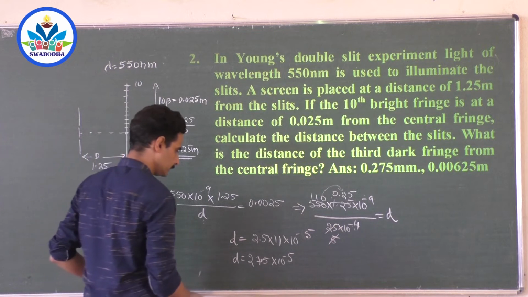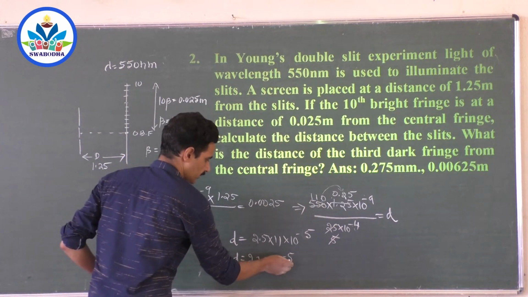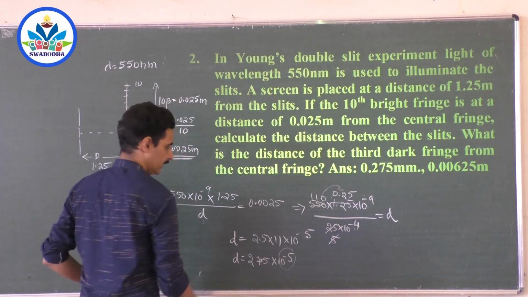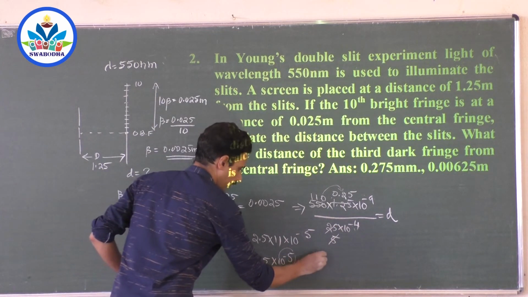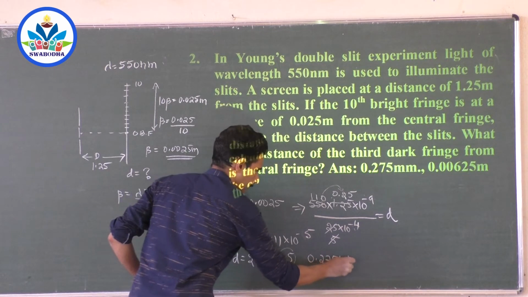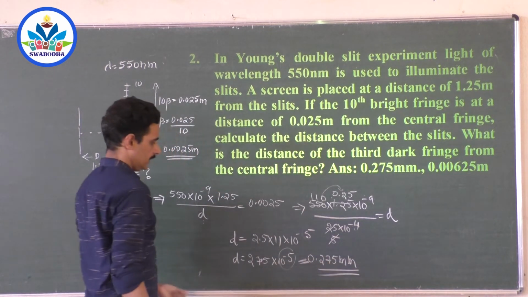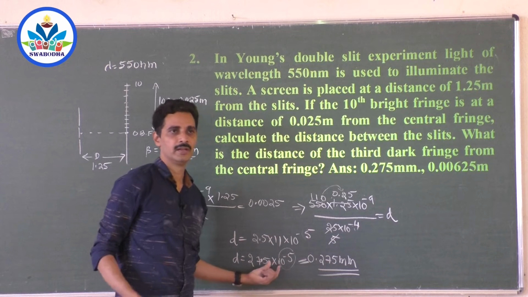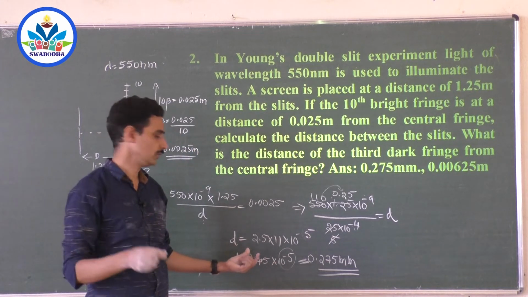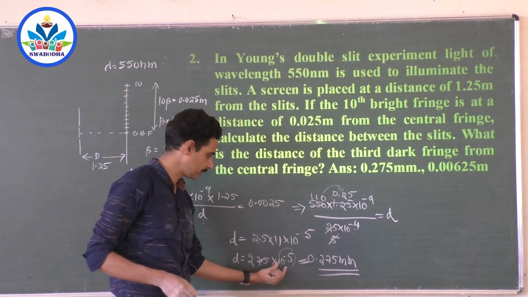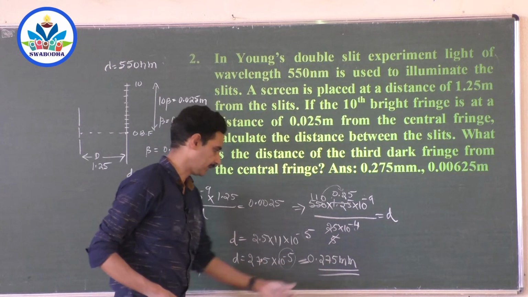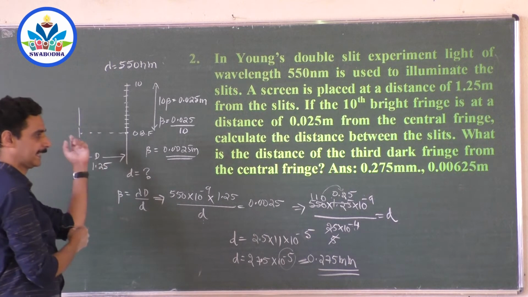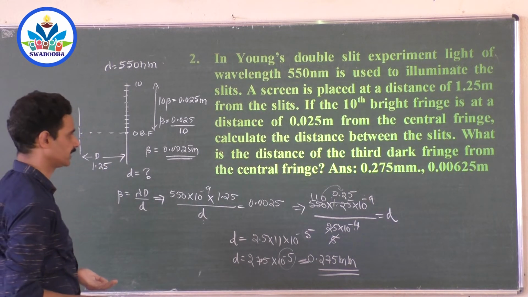Milli means you have to remove 10 to the power minus 2. Then 10 to the power minus 3 will remain. When you remove 10 to the power minus 2, you have to divide this by 100. 0.275 millimeter. It's correct. So out of 10 to the power minus 5, take 10 to the power minus 2 and donate it to this one. Remaining 10 to the power minus 3 millimeter. And minus 2 will make it 0.27. Answer is correct. One part is over.